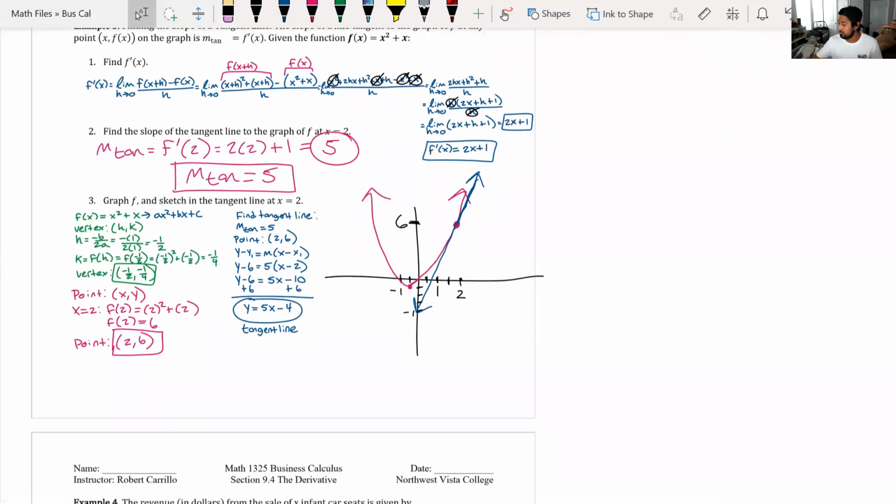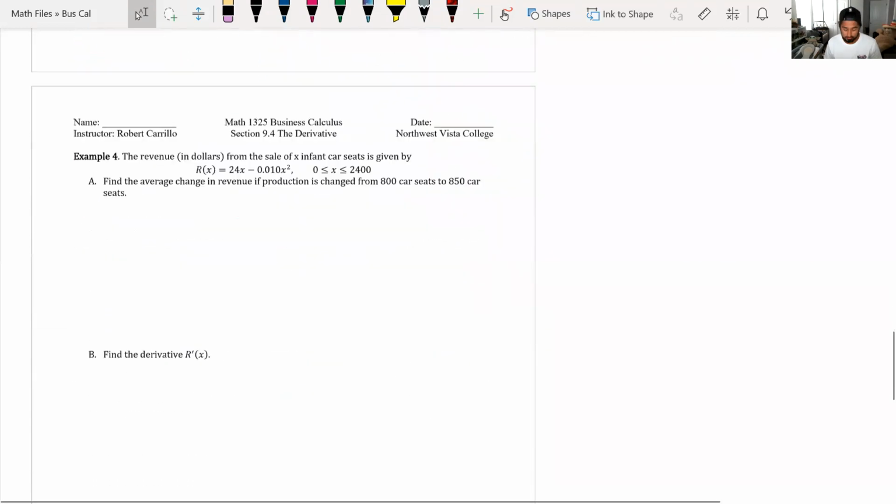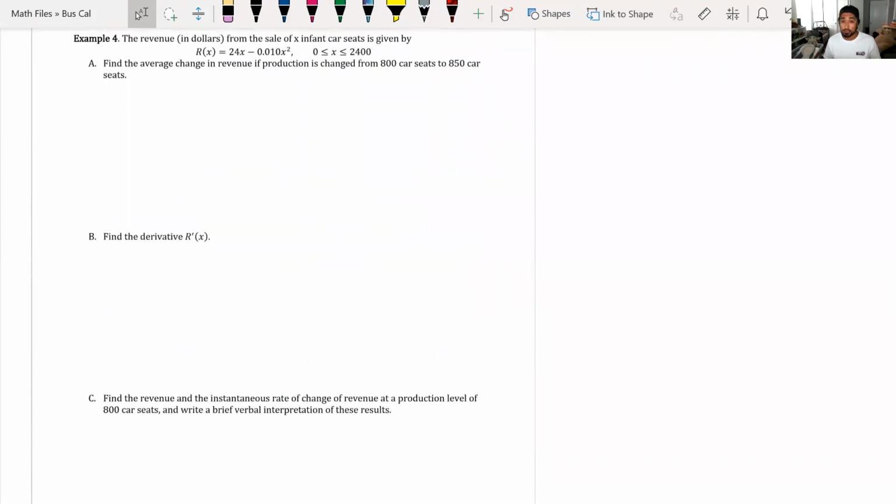Last one for this one. An application, right? So the revenue in dollars from the sale of x infant car seats is given by R(x) equals 24x minus 0.010x squared, with the domain between 0 and 2400 car seats. Find the average change in revenue if production has changed from 800 car seats to 850 car seats.